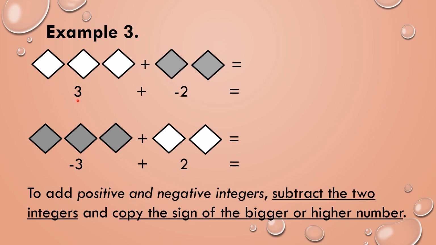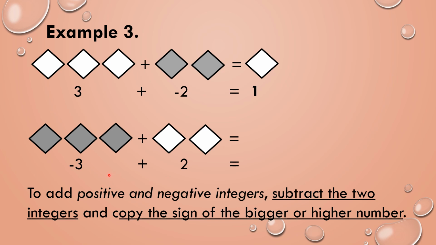So dito, since malaking number ang 3 kaysa sa 2, at ang sign ng 3 ay positive, therefore, ang answer must be positive. So, 3 plus negative 2 is equal to positive 1. Again, bakit naging 1? Since magkaiba sila ng sign, ang 3 ay positive at ang 2 ay negative, minus natin. So, that is 1. And then, since ang 3 ay positive at mas malaki sa 2, therefore, ang sagot dapat ay may sign na positive. So, the answer is positive 1.